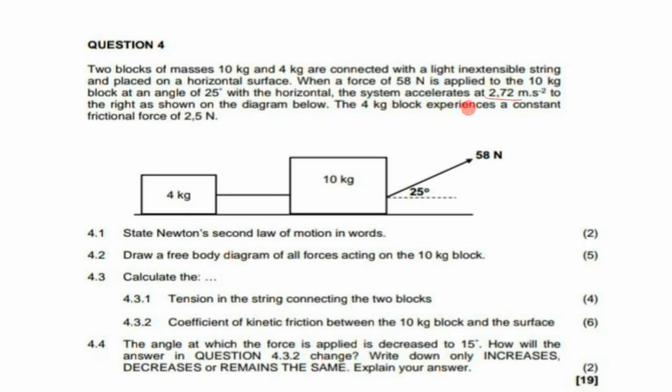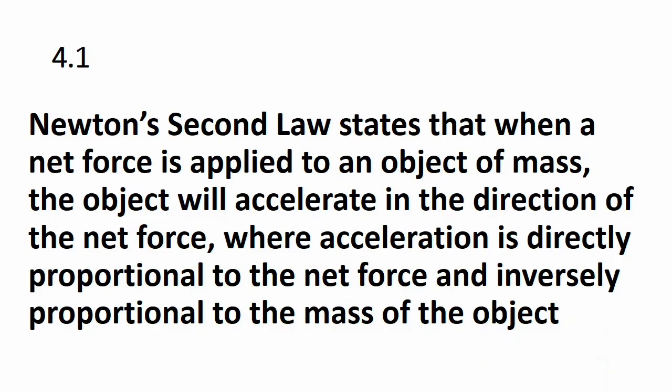The 4 kg block experiences a constant frictional force of 2.5 Newton. So we are given the frictional force of the 4 kg block. Then 4.1 says, state Newton's second law of motion in words. So let's run quickly to that.